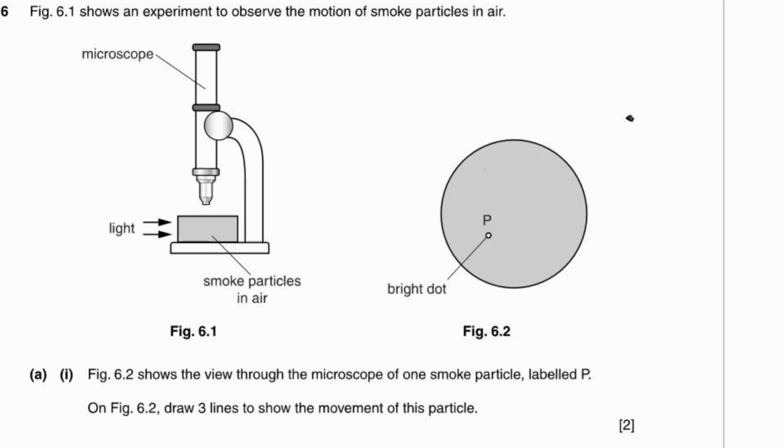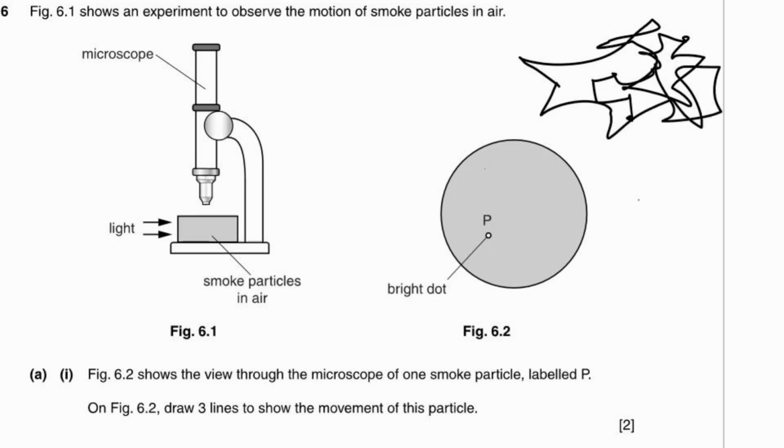Now you might be tempted to take the smoke particle and say, it does this. But a couple of things. One, it's asking you to draw 3 lines to show the movement of the particle, so it only wants 3 lines. And 2, there are things that I've drawn here that it doesn't do. It doesn't move in a lovely curve. It moves in little jagged ways like that. So we want 3 lines, 3 straight lines. 1, 2, 3. Oops.